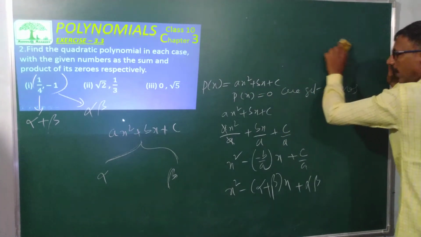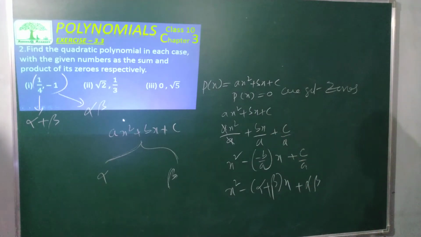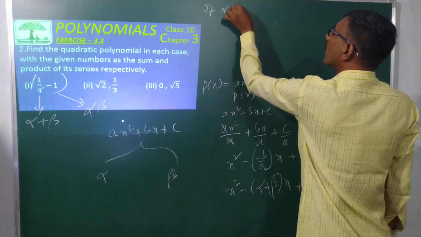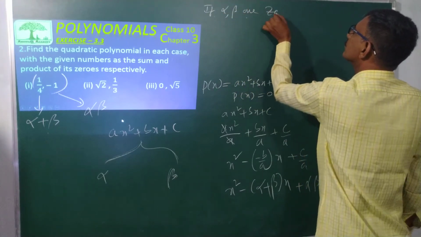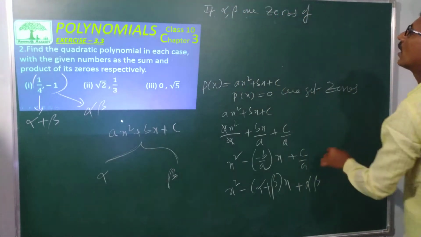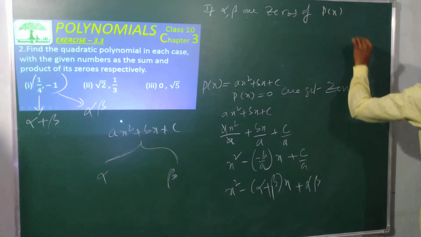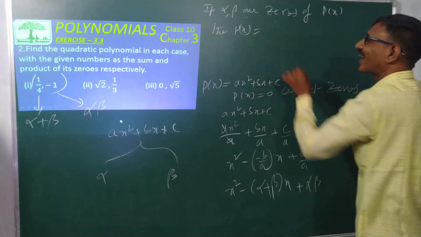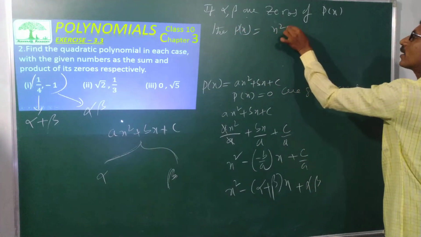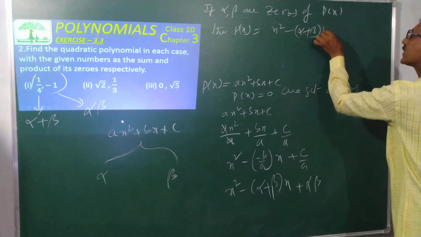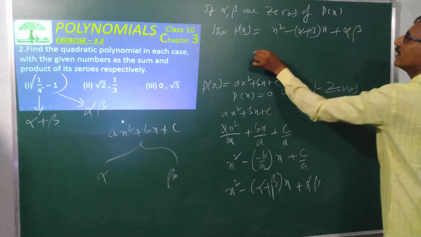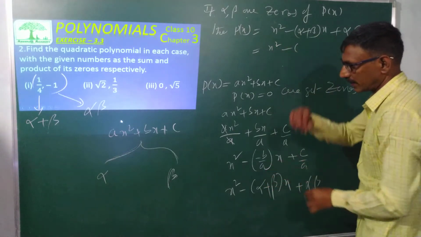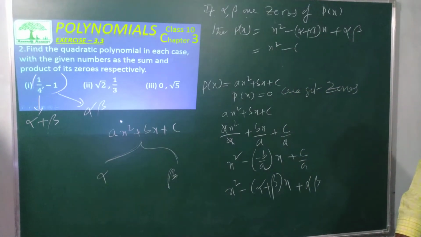Every time keep in mind you should write this statement: if alpha, beta are zeros of p of x, then p of x, the quadratic polynomial, is equal to x square minus alpha plus beta into x plus alpha beta. Yes, I would like to write it down here better.